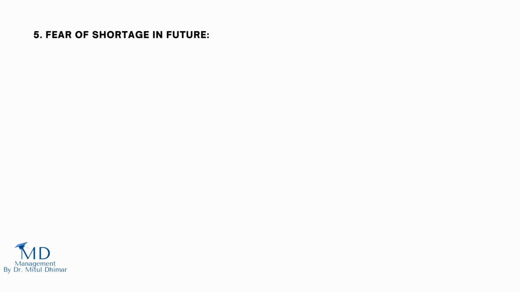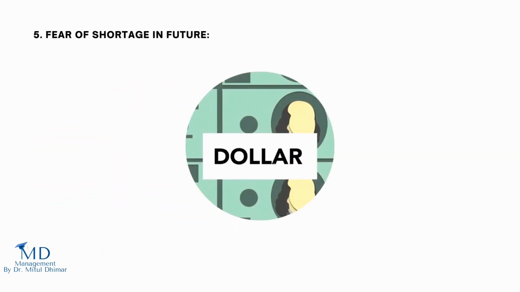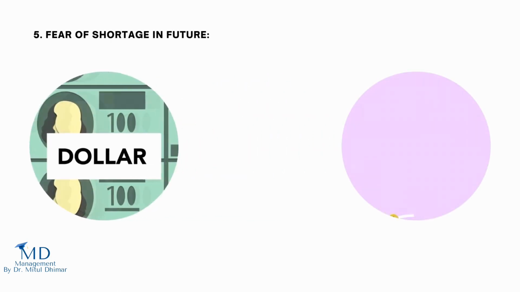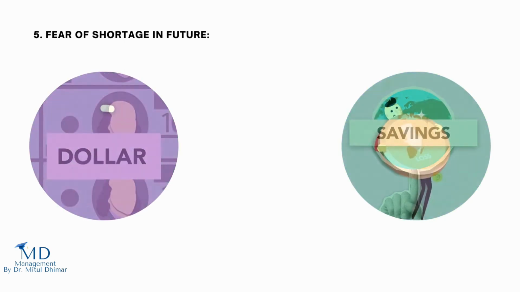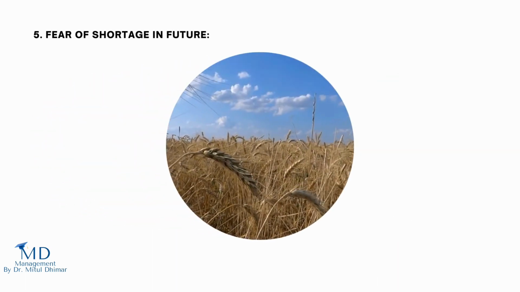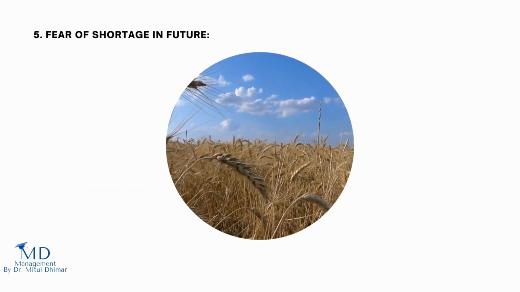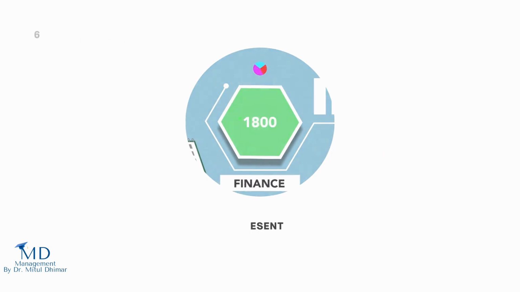Fear of shortage in future. If there is a fear of shortage of a good in future, its demand will increase in the present as people would start storing. But according to the law of demand, its demand should go up when its price falls. If the buyer predicts that the future price of wheat is going to rise, then he or she will demand more quantity of wheat at present.